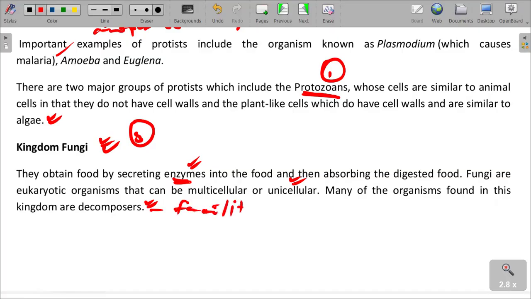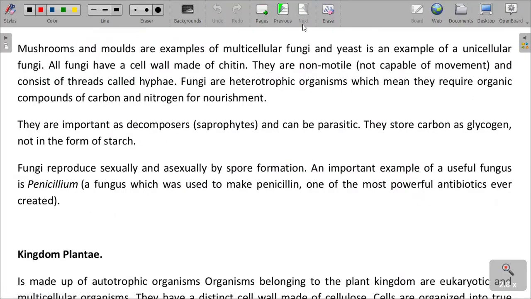As I've said, they are decomposers; they promote decomposition. That is one thing that we need to know about the fungi. We have mushrooms and molds as typical examples. Mushrooms and molds are examples of the multicellular fungi, and yeast is an example of a unicellular fungus.